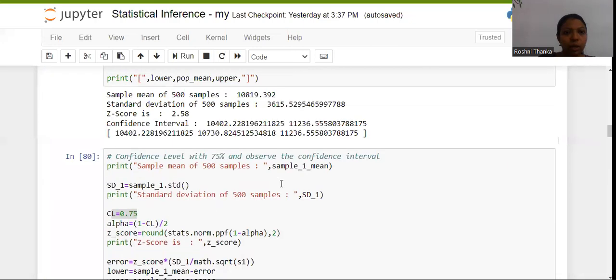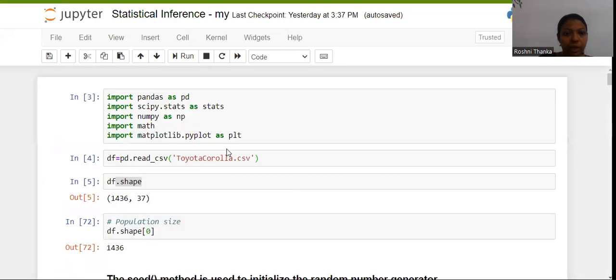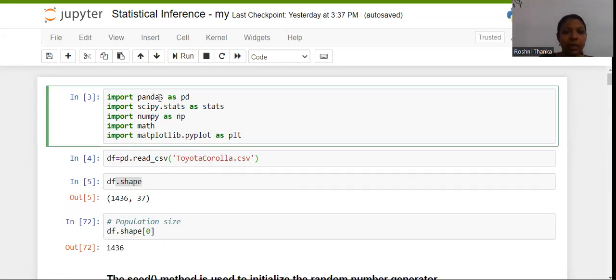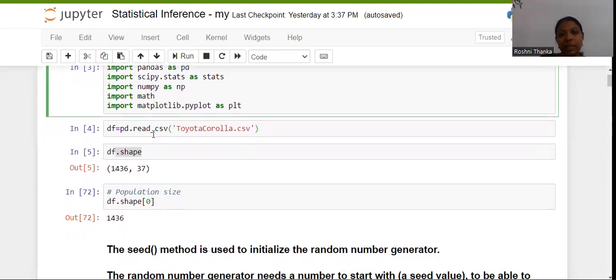Here, initially, I'm going to import all the necessary modules needed. First, I'm taking pandas. Pandas helps me to work with data frames, and the stats module helps me to work with statistics. NumPy helps me to work with arrays. Here, I'm going to use NumPy for generating the random values, that is my sample value. And math helps me to find the square root, and matplotlib helps me with data visualization.